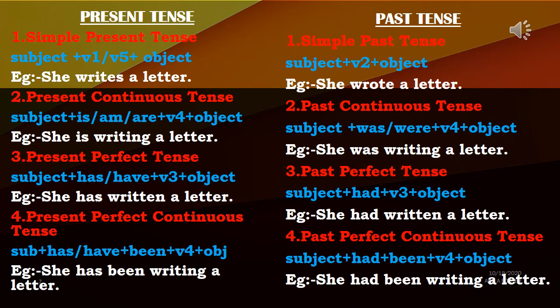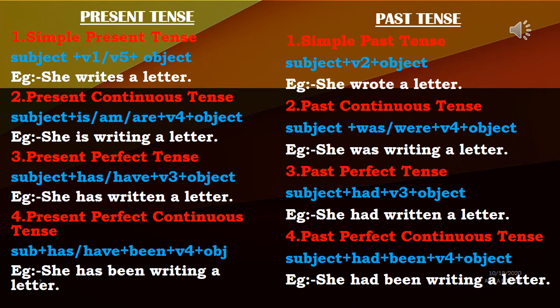And third one, present perfect tense. See the structure: subject plus has or have plus V3 plus object. You know, V3 means the past participle form of the verb or the third form of the verb. See the example. She has written a letter. Let's see past perfect tense. Structure of past perfect tense: subject plus had plus V3 plus object. See the example. She had written a letter.